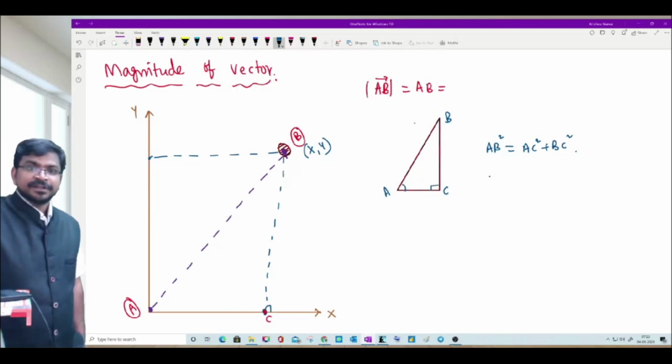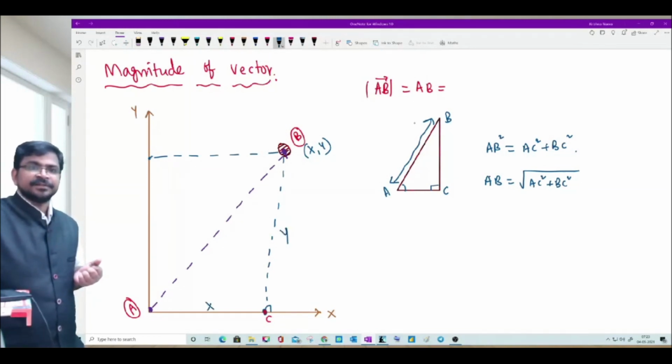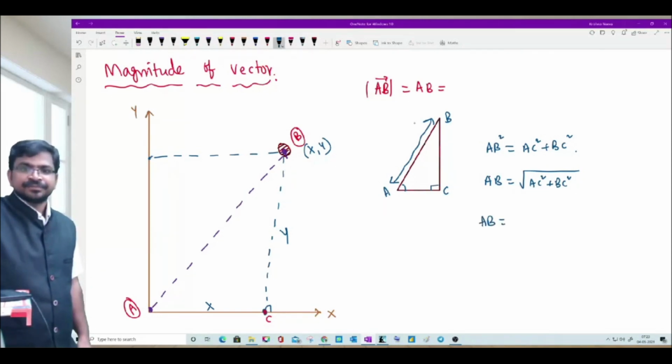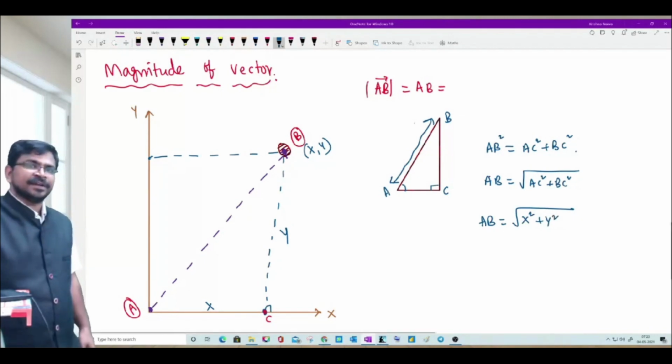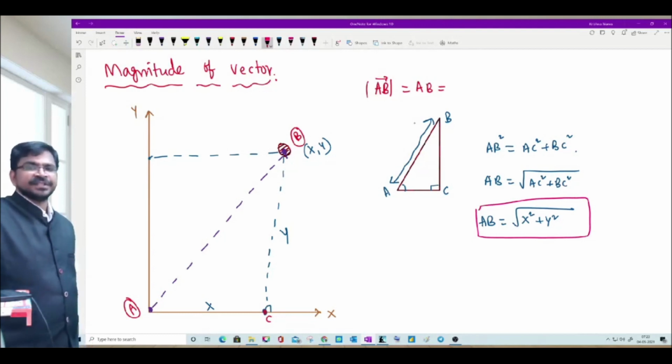And if I want this AB only, not the square, what should I do? AB equals the square root of AC square plus BC square. In this triangle, what is AC? x. What is BC? y. So what is AB here? AB is now the square root of x square plus y square. So what is the magnitude of the vector xi plus yj?